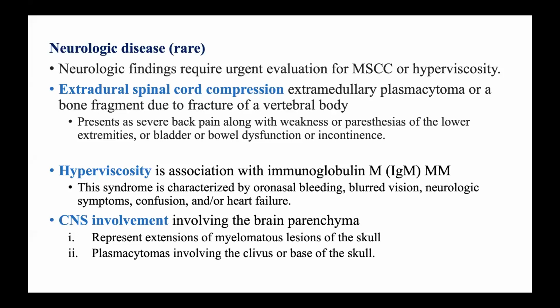But we may also find a patient presenting with oronasal bleeding, blurry vision, confusion, and heart failure as some of the signs associated with hyperviscosity. This is because of the immunoglobulin that are in circulation. Sometimes patients may present with CNS involvement, whereby the brain parenchyma is affected because of a brain lesion, a myelomatous lesion in the skull, or a plasmacytoma at the base of the skull.